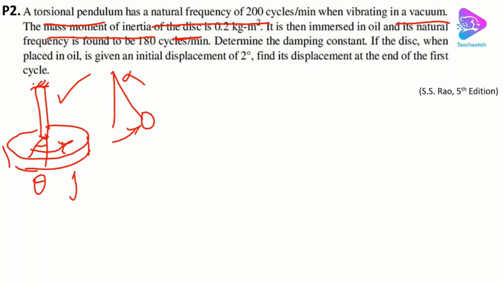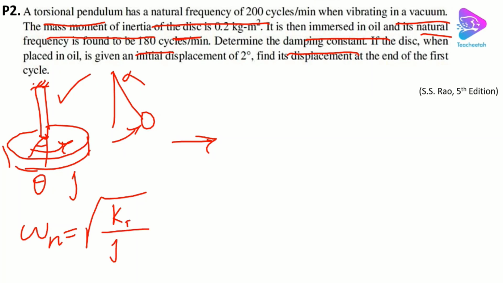Then the system is immersed in oil, which means that there is viscous damping, and the natural frequency changes to a smaller value. So this 180 is actually our omega d. Now we need to find the damping constant C due to the oil. So what happens to the system? Here we have omega n equal to the square root of K, the torsional stiffness, over J. Now the system is immersed into an oil bath, something like this.